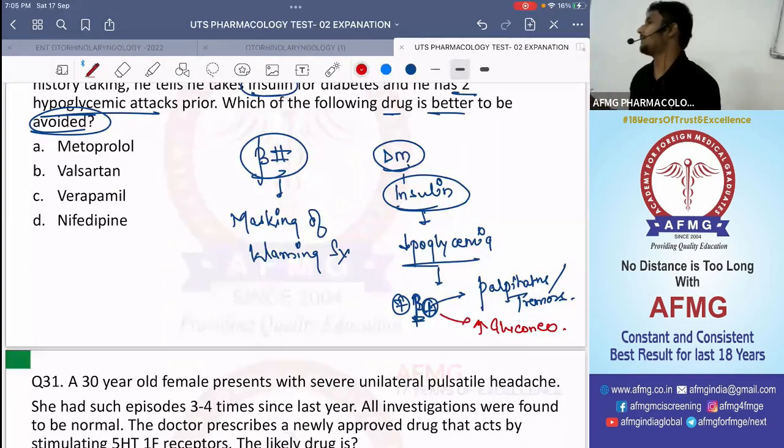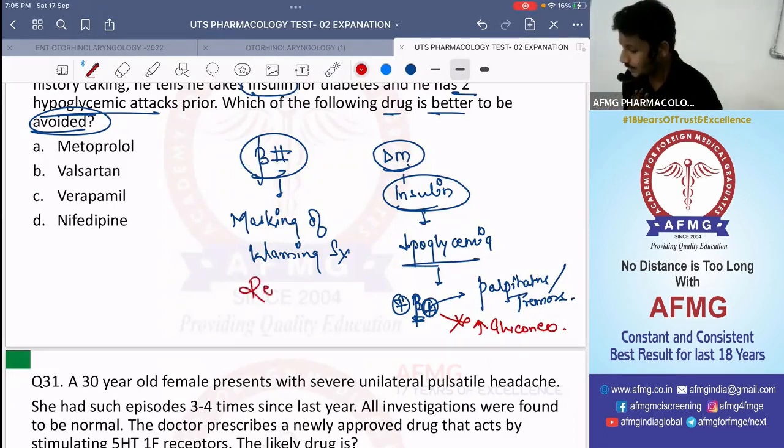Again, if beta blockers are given to the patient, this action would be blocked. There would not be increased gluconeogenesis or increased glycogenolysis. So reversal of hypoglycemia is not seen. Reversal of hypoglycemia is also blocked in the patient.